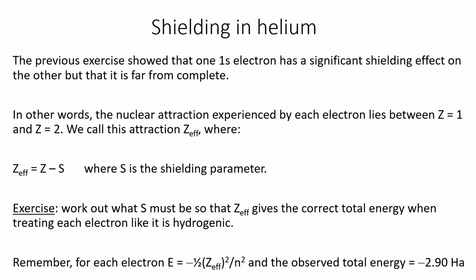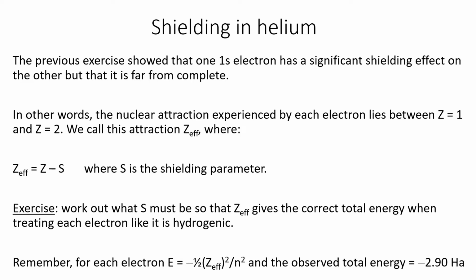Hello and welcome to this fourth session on atomic structure. At the end of last time we had this exercise on helium and the shielding that one electron does on the other electron. We saw last time that we couldn't just approximate the shielding to being nothing or to being perfect. It's going to be some intermediate amount of shielding, and we're going to try and quantify that now with this exercise.